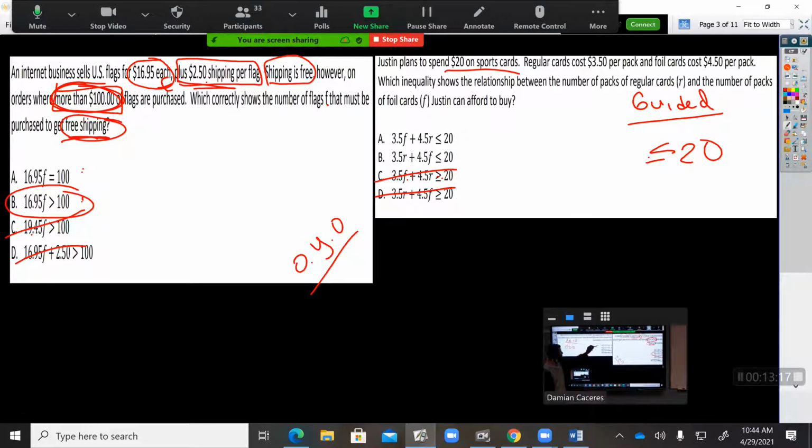Now, from those two choices left, the only difference is that the 350 has an F on it on answer choice A, and the 350 has an R on it on answer choice B. So we just have to read this and see which one is actually placed next to the correct variable. So here we go. $3.50 for a regular pack. That means 350 is going to have the R on it. So the answer choice has to be B.